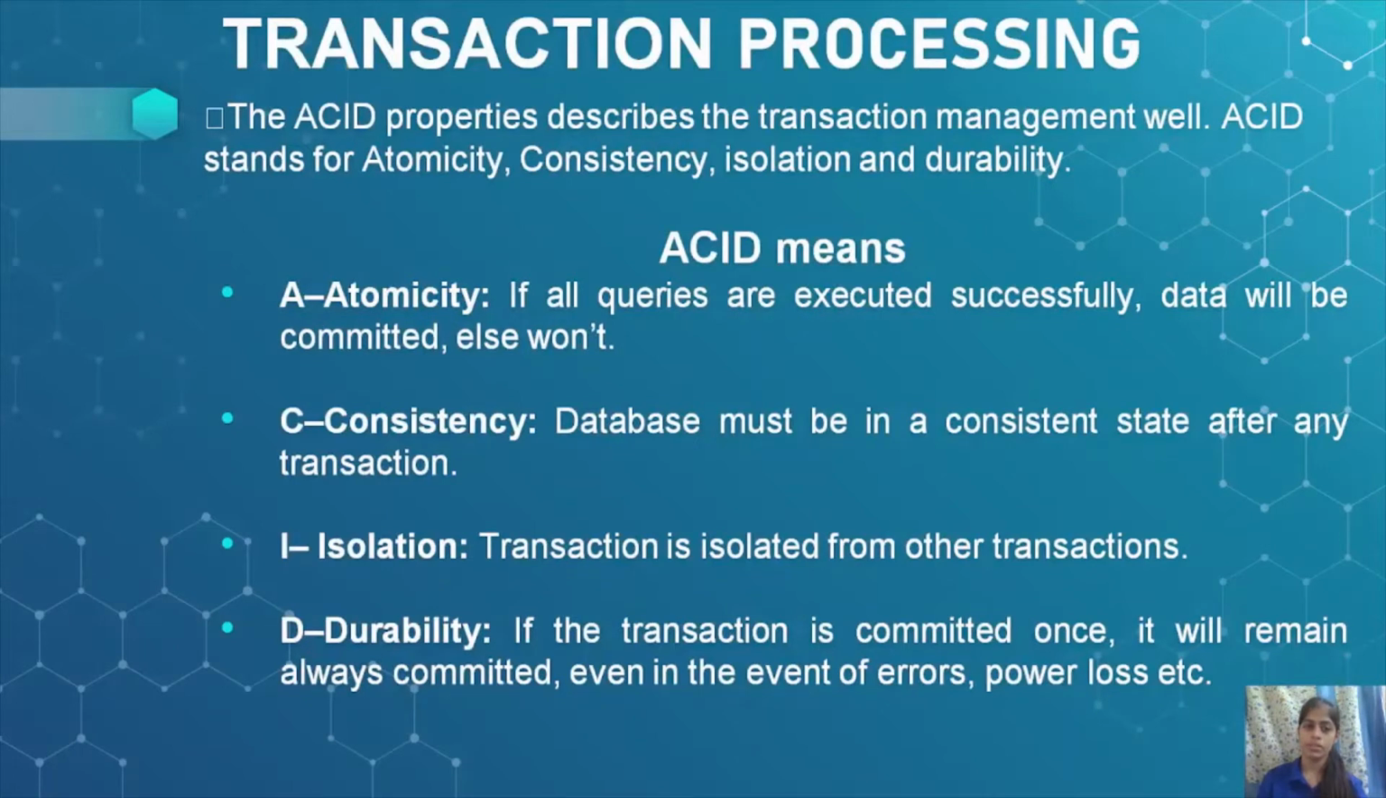Now, ACID properties. The ACID properties describe transaction management well. ACID stands for atomicity, consistency, isolation, and durability. Atomicity: if all the queries are executed successfully, data will be committed, else it won't be committed. Consistency: the database must be in a consistent state after the transaction. Isolation: the transaction is isolated from all the other transactions. Durability: if the transaction is committed once, it will remain committed even in the event of error or power loss, etc.